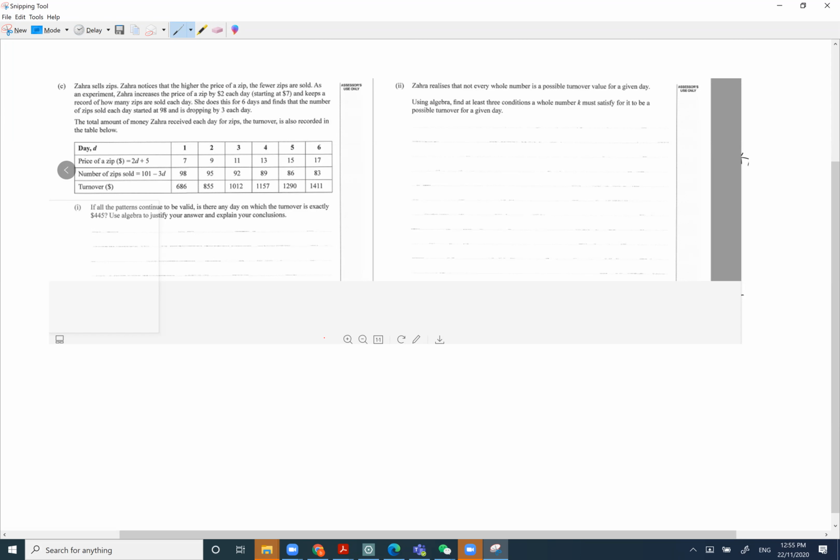Check this question out, if you know the meaning. This question, they gave you price and they gave you sold. If all the patterns continue, is there any day on which the turnover is exactly 445? Turnover is just the two multiplied together. If we can solve it.